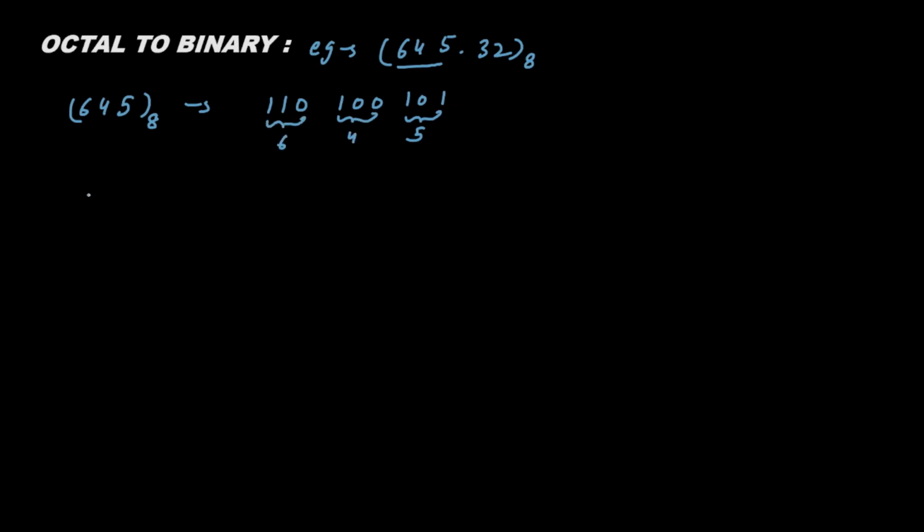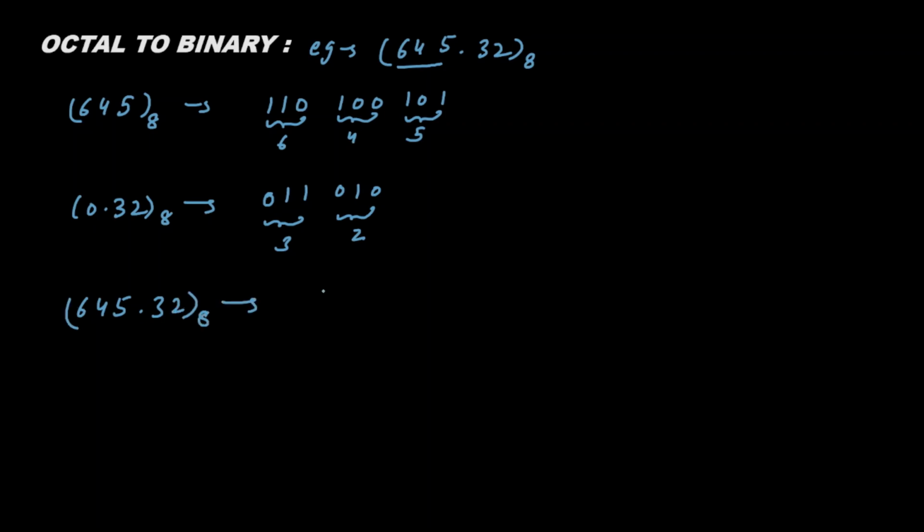Now I come to the fractional part. That is 0.32 to the base 8. For this, we will be writing 0, 1, 1. This is 3. And then 0, 1, 0. This is 2. So the combined result: 645.32 can be written as 110100101.011010. So I have combined all these and this is the answer.